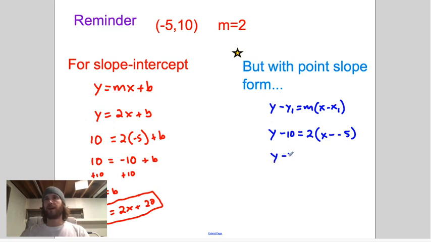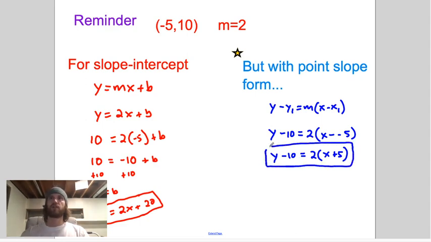So it's y minus 10 equals, simplifying, 2 times x minus negative 5, which is x plus 5. So there we have point slope form. It is completely simplified. It's really fast to write the equation of the line very quickly.